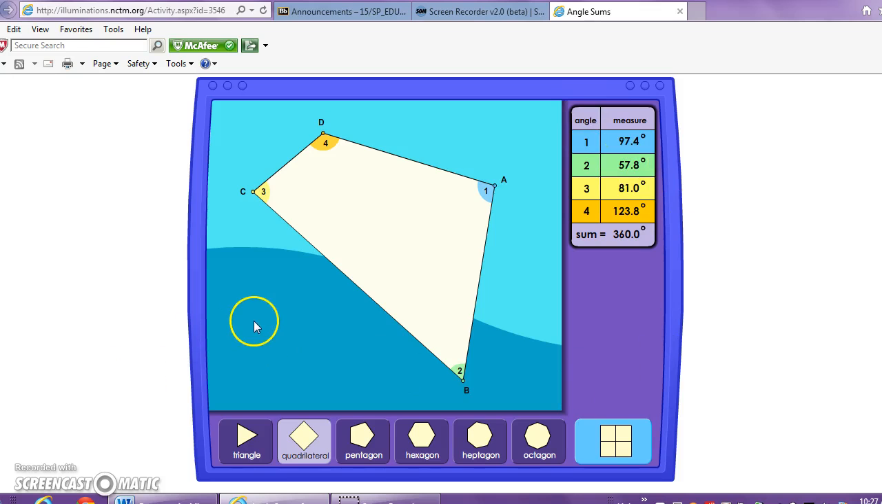But what else do you notice about this? Take a look at the right hand side and see if you can see anything that might be extremely different, or might be the same. Take a look for a second.